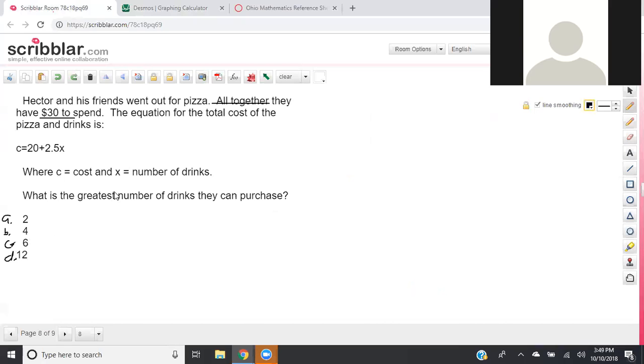So what is the greatest number of drinks they can purchase? They have $30 total, and the formula is the cost is 20 plus 2.5x, where x is the number of drinks. So they got... Okay, C's cost.